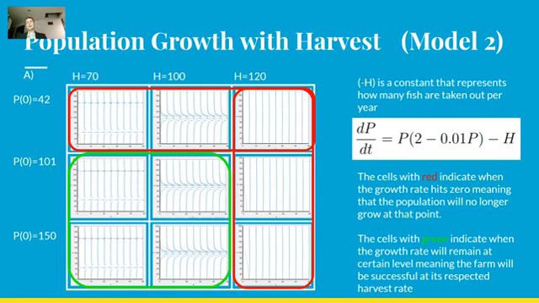As you see in the upward L shape highlighted in red, these are instances where the fish farm will fail. So any instance where the starting population is 42 is where they will fail, no matter the harvest rate. If the harvest rate is 120 or higher, they will also fail, no matter the initial population.